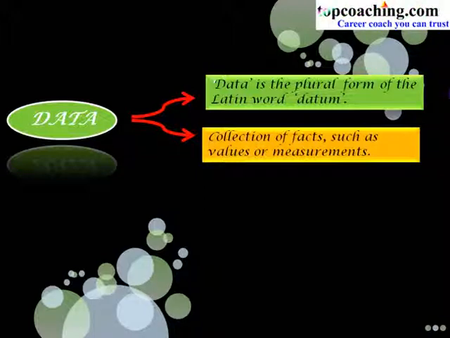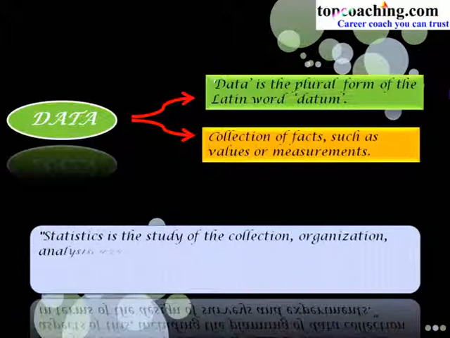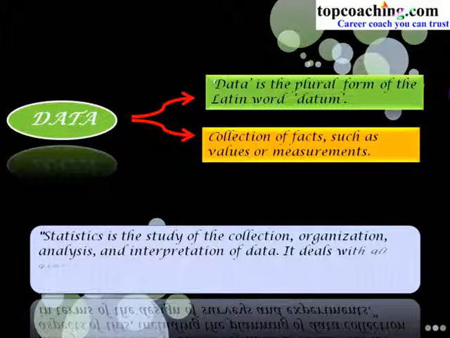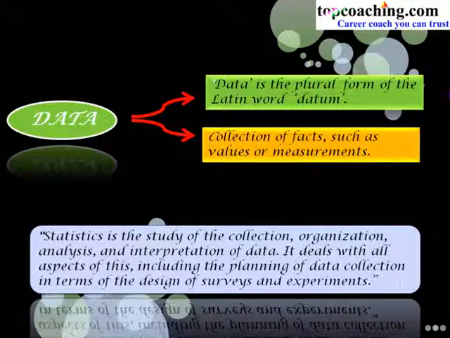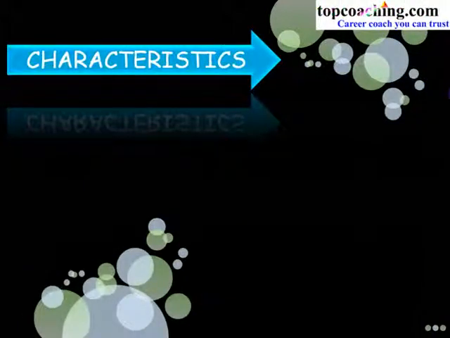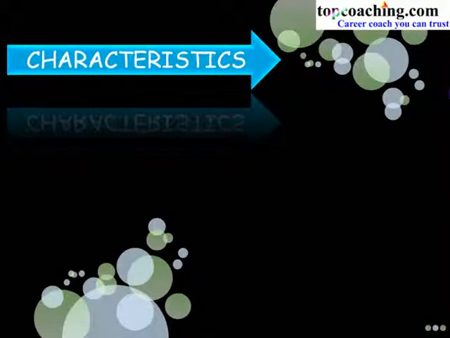Now, if we have to define statistics in a classical manner, it would be like it is the study of the collection, organization, analysis, and interpretation of data. It deals with all aspects of this, including the planning of data collection in terms of the design of surveys and experiments. Now, let's move on to some characteristics of stats.